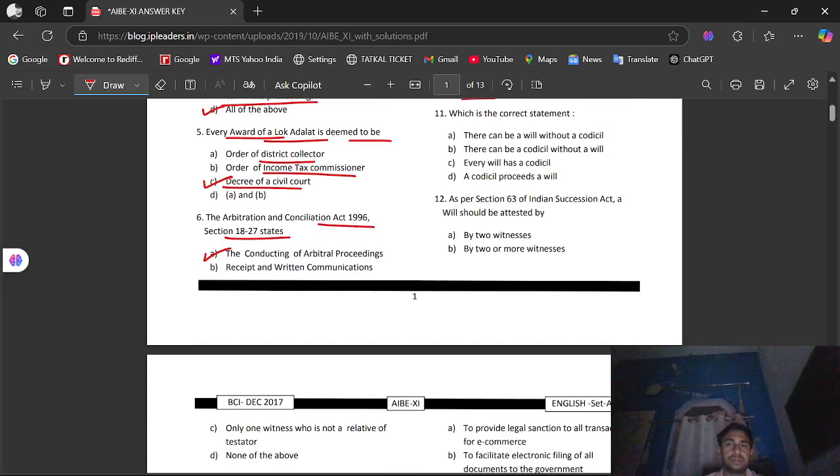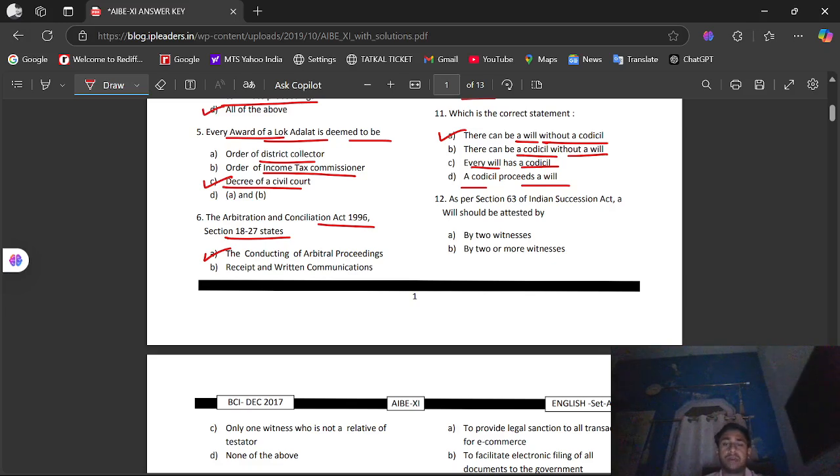Question number 11. Which is the correct statement? Option A. There can be a will without a codicil. Option B. There can be a codicil without a will. Option C. Every will has a codicil. Option D. A codicil precedes a will. Its right option is option A. There can be a will without a codicil.